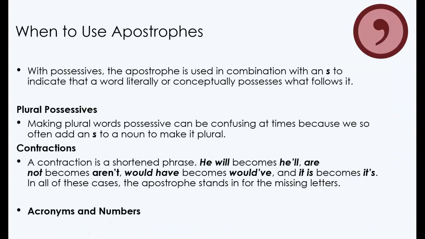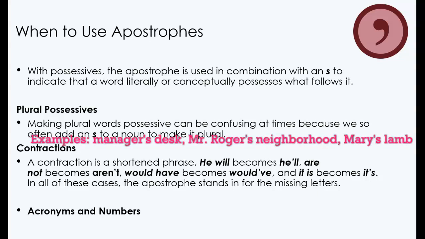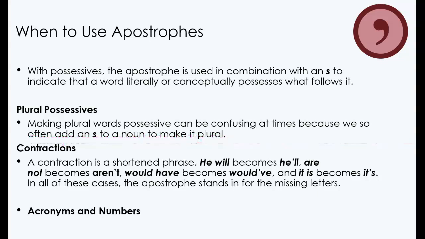Now, when do we use apostrophes? With possessives, or showing ownership. The apostrophe is used in combination with an S to indicate that a word literally or conceptually possesses what follows it. Plural possessives. Making plural words possessive can be confusing at times because we so often add an S to a noun to make it plural.